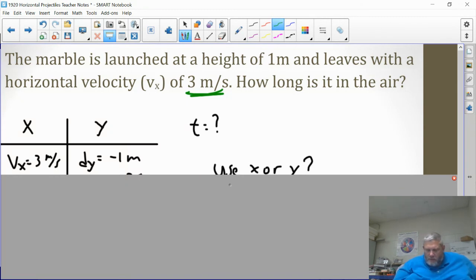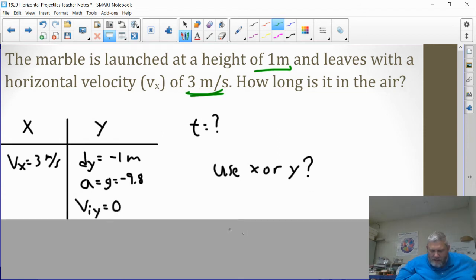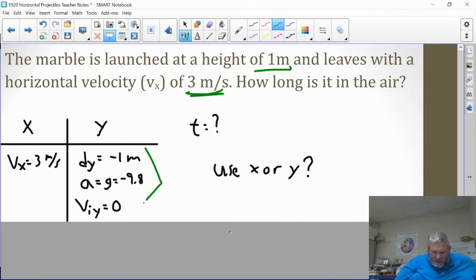But in the y, we know that it's launched from a height of 1 meter, so it's going to fall 1 meter, so negative 1 meter is my dy. We know my acceleration is negative 9.8, and we know that our initial y velocity is 0. So we have enough information to solve for time, because that's what we're looking for here, using my y information.